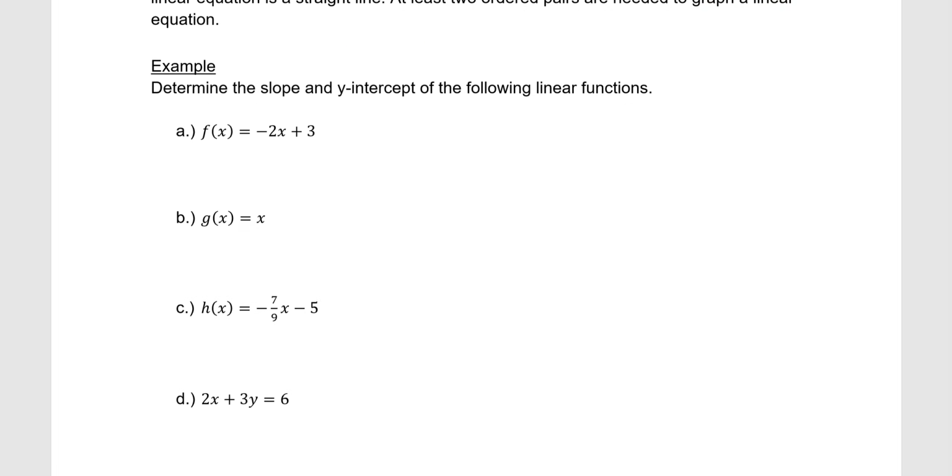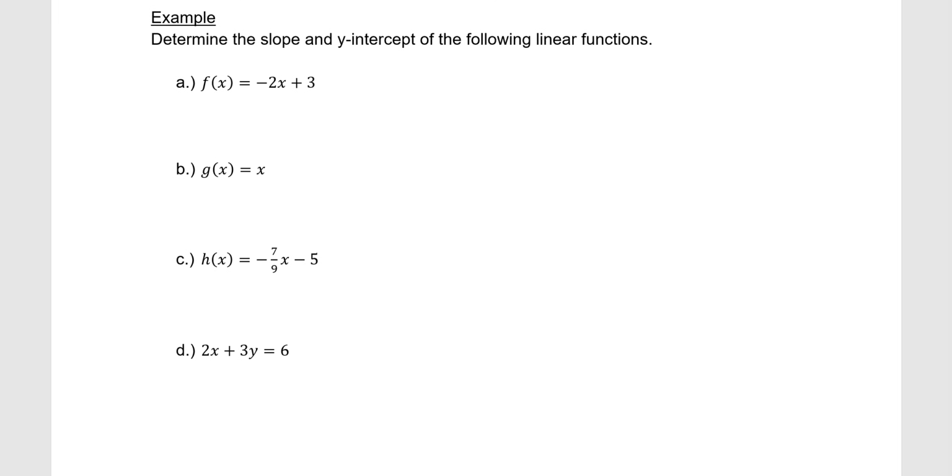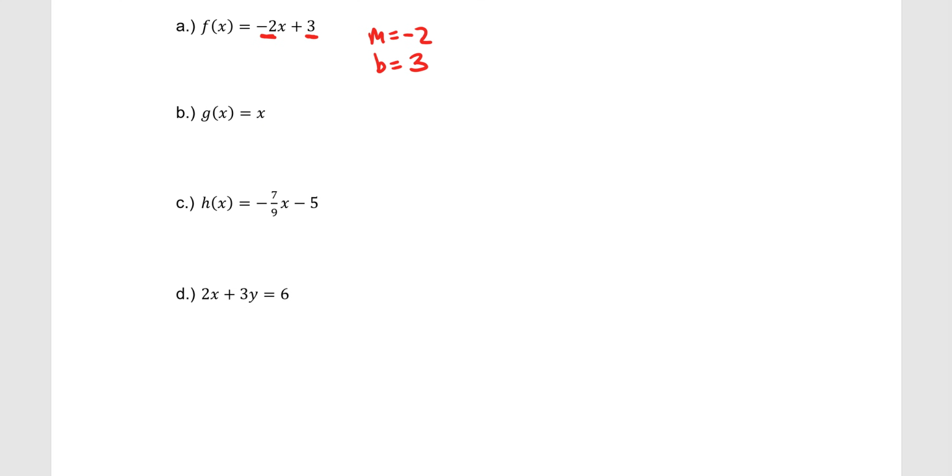Okay, so let's see some examples here where we're identifying the slope and the y-intercept. The first one is f of x equals negative 2x plus 3. So the slope is right here, and the y-intercept is right here. Slope of negative 2, y-intercept of 3. The first 3 of them are in y equals mx plus b form, slope-intercept form. Next one, we have g of x equals x. We can actually rewrite this as 1x plus 0, right? So the slope is 1 and the y-intercept is 0.